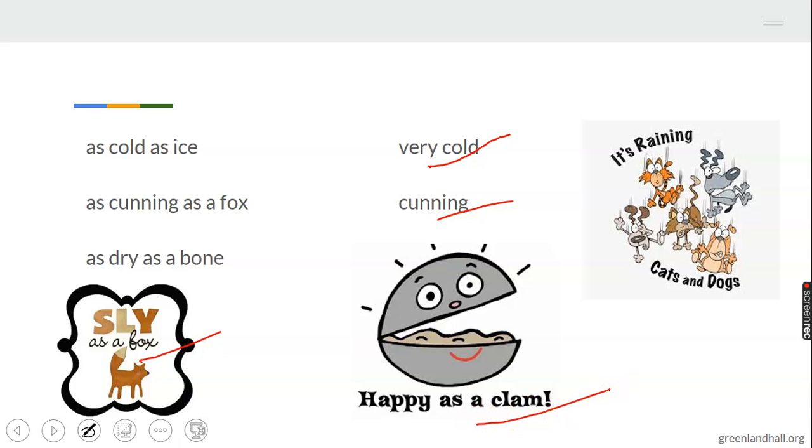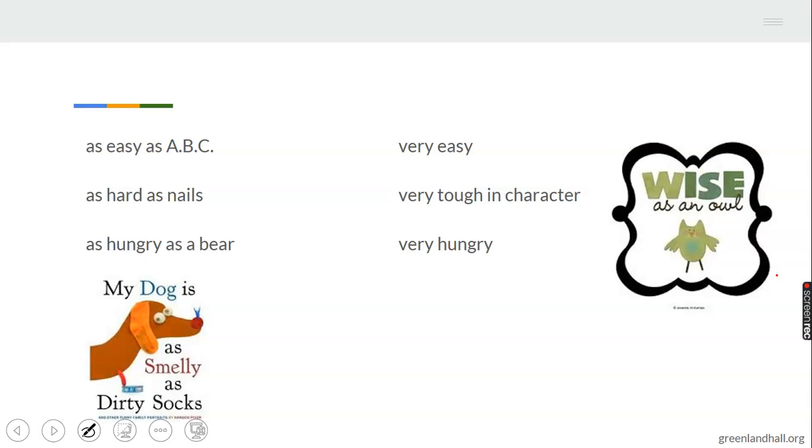Happy as a clam. It's raining cats and dogs. That is, it's raining heavily. As easy as ABC, it means it's very easy. As hard as nails, it means very tough in character. That is, the person is very tough, does not agree easily. As hungry as a bear, it means the person is very hungry.